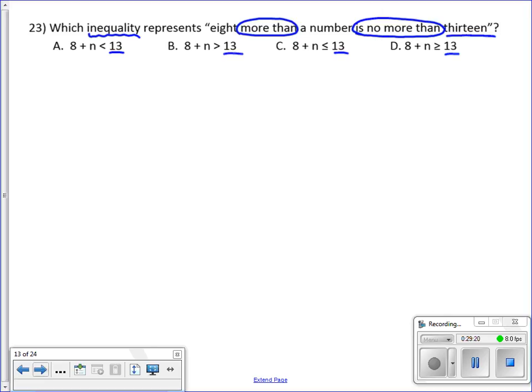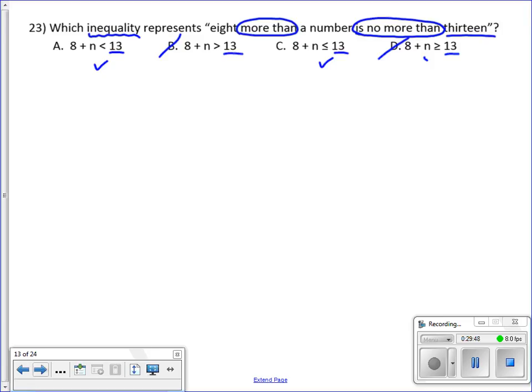Now, here's the thing. It's no more than 13. That means it can go up to 13, but it can't go any further. That means it's going to be all the numbers that are less than 13. So here's a less than sign. I like this one. This is greater than. I don't like that one. Here's a less than sign. I like this one. And here's a greater than. I don't like this one, because it can be no more than 13.